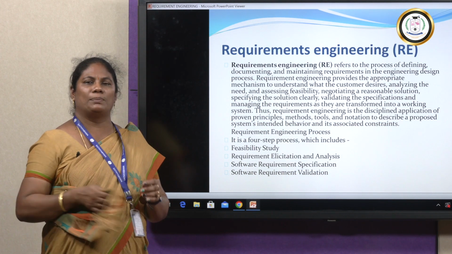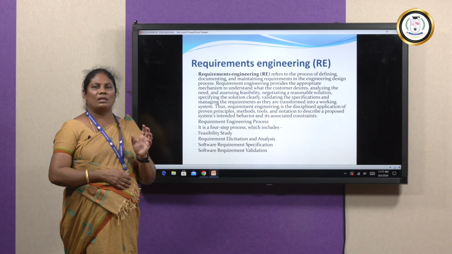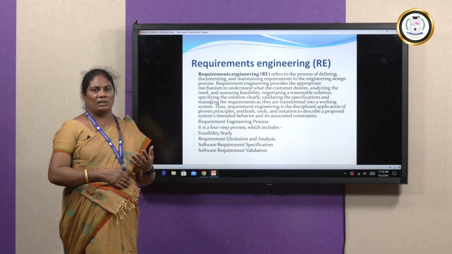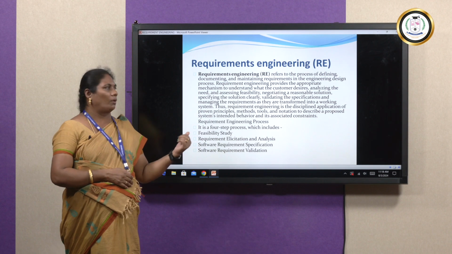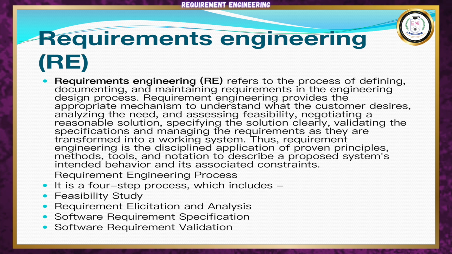How to verify, specify and validate the requirements? Verification is nothing but what the system has to do, or building the right product is called verification. Building the product right is called validation. So these techniques are used in software engineering. The requirement engineering process consists of 4 types. One is the feasibility study, second is requirement elicitation and analysis, third is the software requirement specification, and fourth is the software requirement validation.